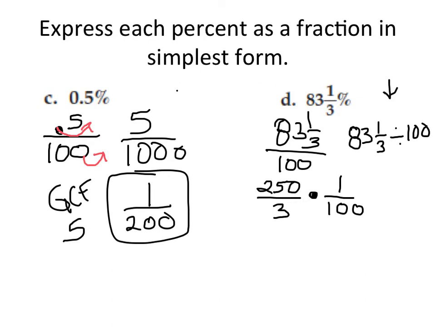Alright, let me discuss what I did. I took 83 1/3 and changed it into an improper fraction. I took the division, changed it into multiplication, and I took my 100 and made it its reciprocal, 1 over 100. Now I can use cross-cancellation to reduce these numbers. I cross-canceled the 250 and 100 and got 5, and then I got 2. Now I'm going to go ahead and just multiply across. I get 5 over 6 as my answer.